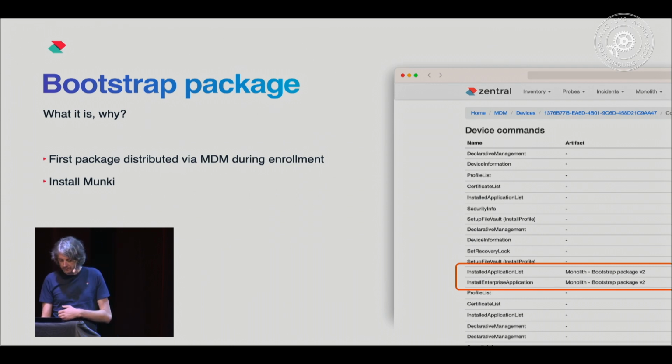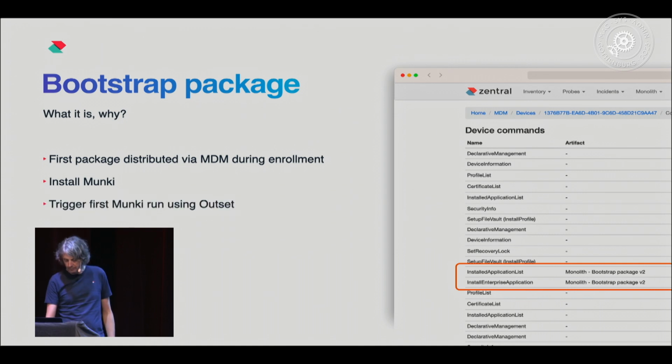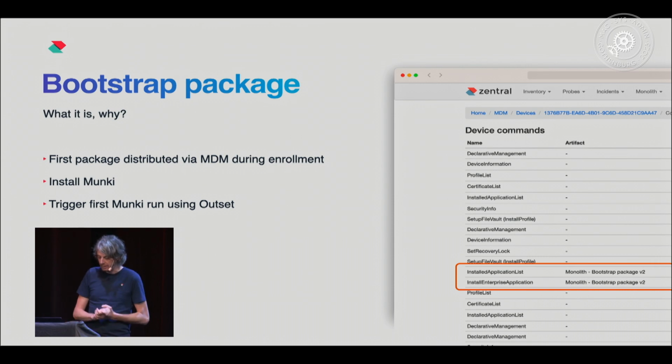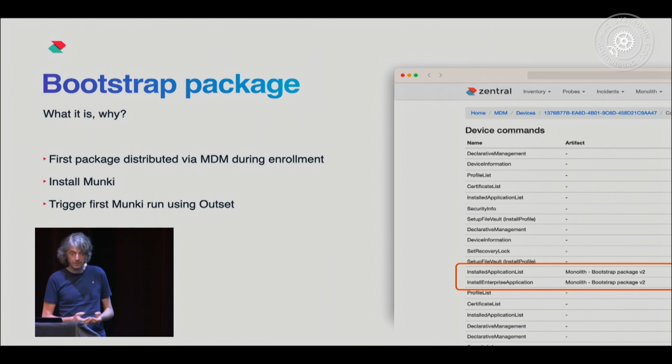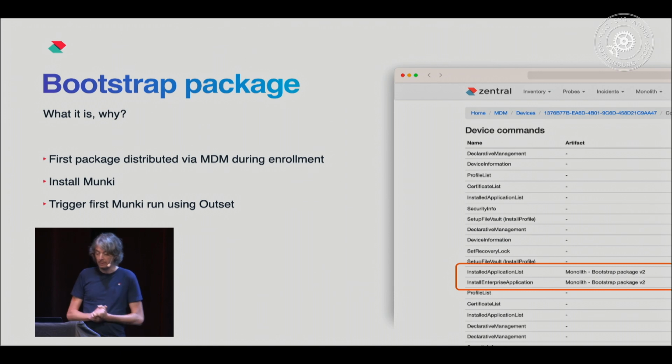So we asked around, and our good friend Alistair told us to have a look at Outset. So many of you in the room know about Outset, but still the description in the project on GitHub is: Outset is a utility application which automatically processes scripts and packages during the boot sequence, user logins, or on demand. So it's perfect for us because we can use Outset to do the first Munki run when the first user logs in.